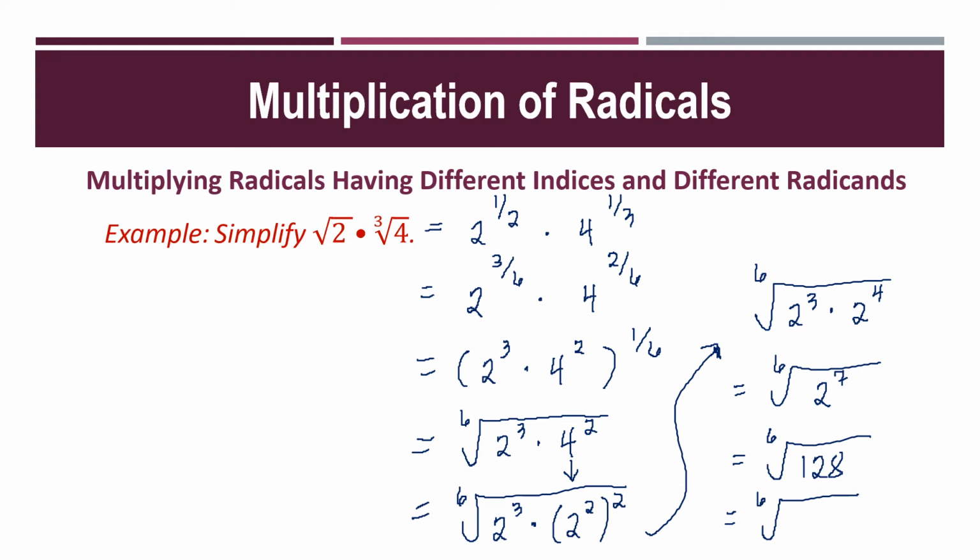Think of a factor pair of 128, wherein one of them has a sixth root, and that is 64. So we have 64 times 2. The sixth root of 64 is 2. And then the other 2 will be left inside the radical sign. Therefore, the product is 2 sixth root of 2.